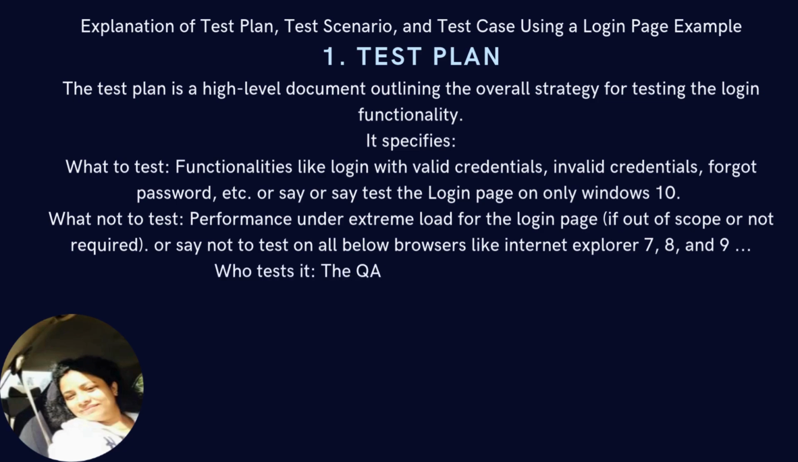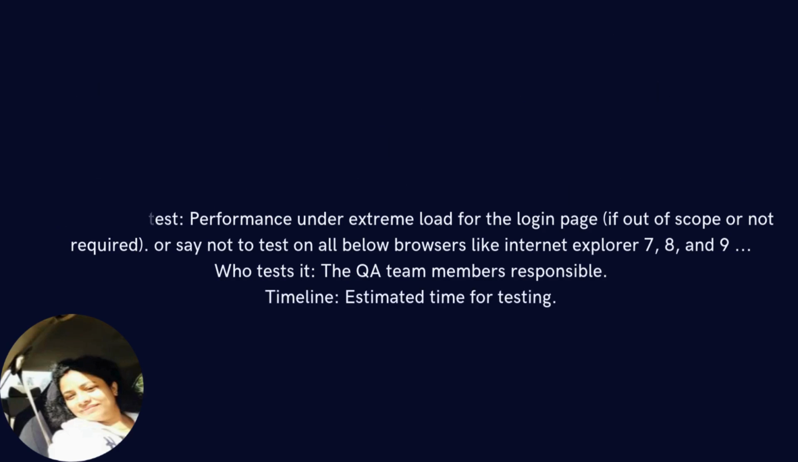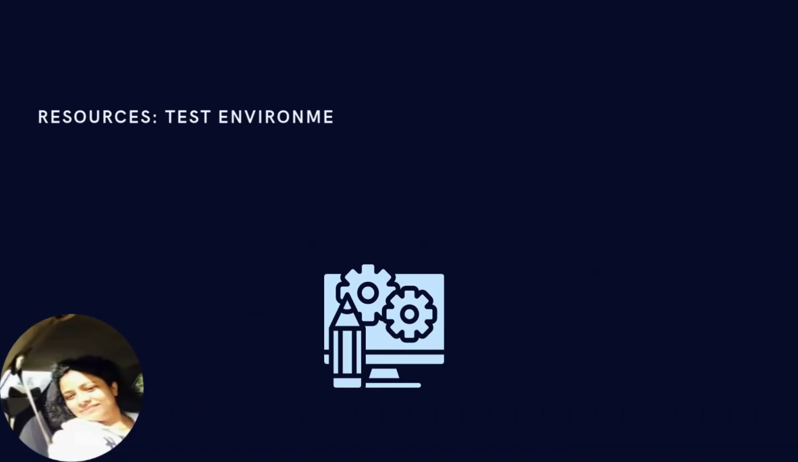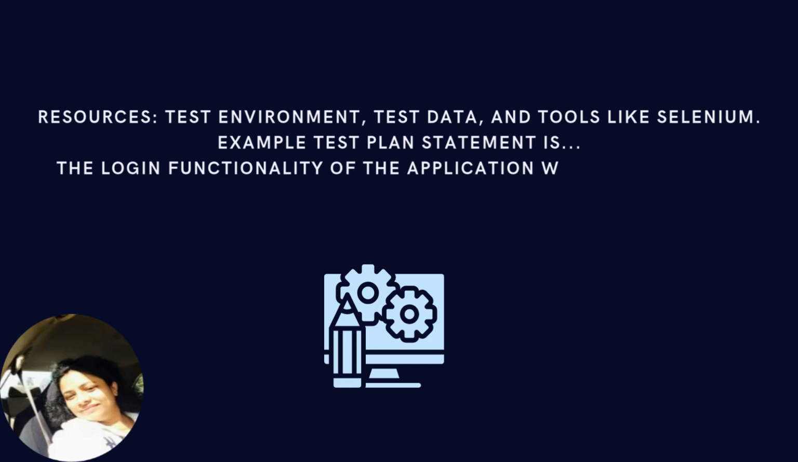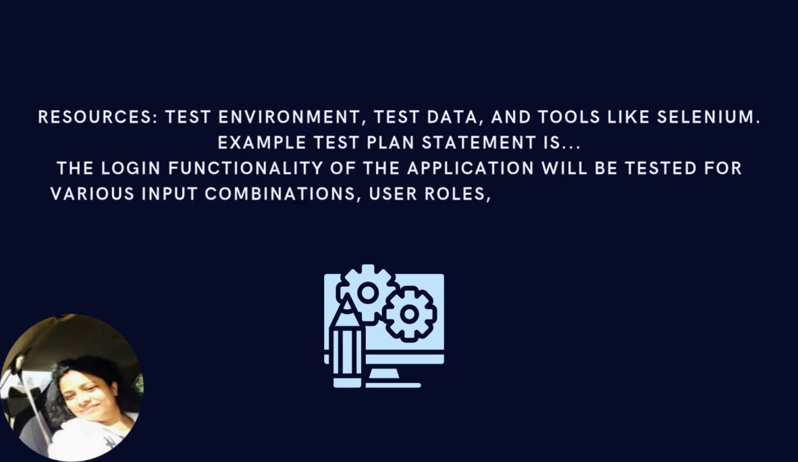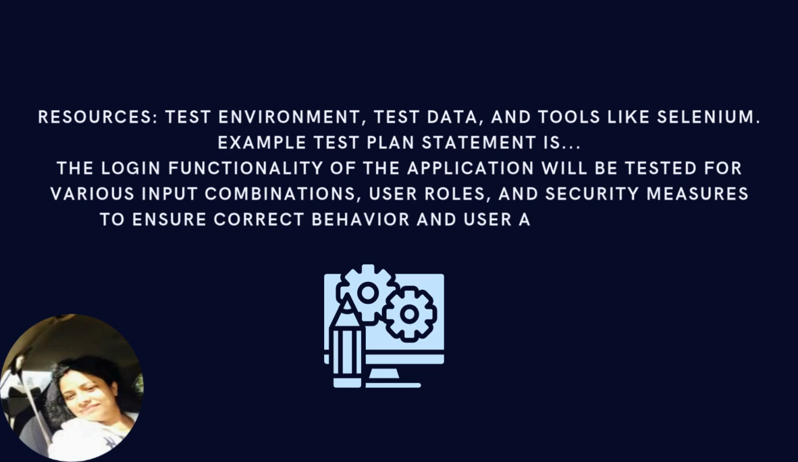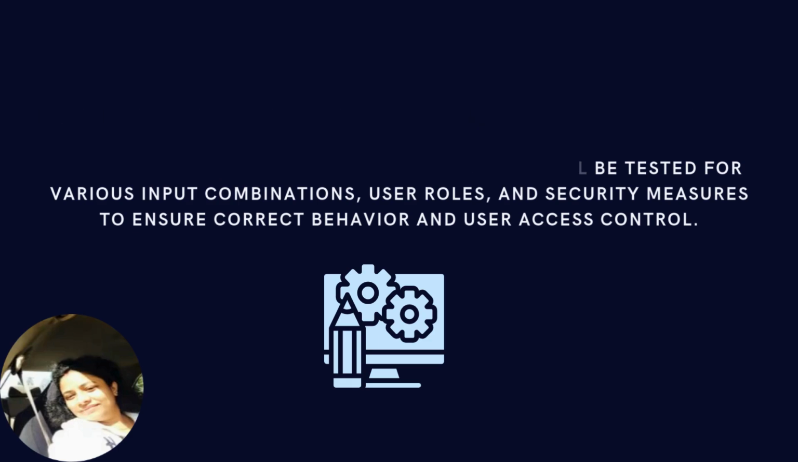Who tests? The QA team members responsible. Timeline, estimated time for testing. Resources, the test environment, test data, and tools like Selenium. Example test plan statement is the login functionality of the application will be tested for various input combinations, user roles, and security measures to ensure correct behavior and user access control.